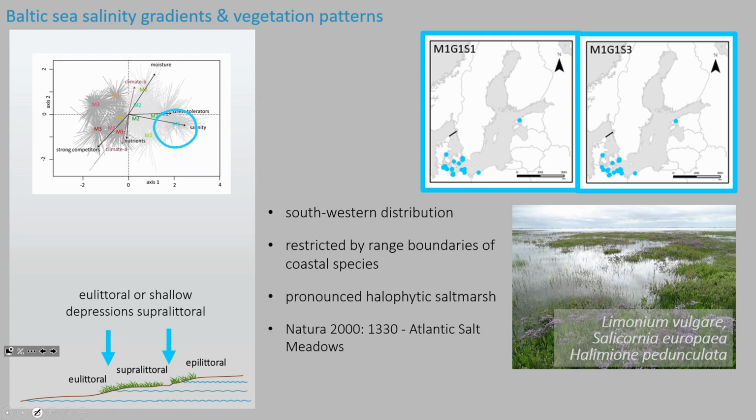They are restricted by the range boundaries of coastal species like the one I mentioned before, Limonium vulgare, but also like other pronounced halophytes like Salicornia or Halimione species characterize these communities. And here we are very sure that we have, from a floristic point of view, from our species composition, we know it's the Natura 2000 type Atlantic salt meadows.